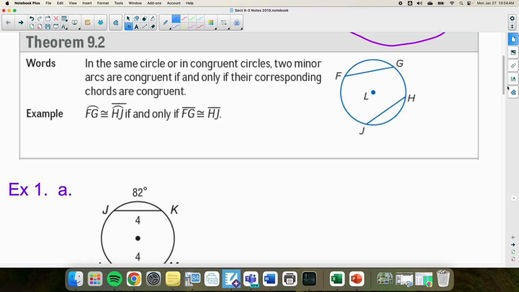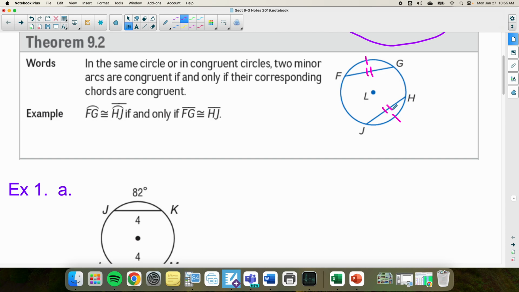This first theorem that we're gonna learn is not bad at all, and what it says is if you have in the same circle or in congruent circles, if you have 2 minor arcs that are congruent, so you guys remember from last week, minor arcs were less than 180. So this chord makes a minor arc between F and G right there. This chord makes a minor arc between J and H right there. And what this is saying is if your minor arcs are congruent, your chords are going to be congruent.